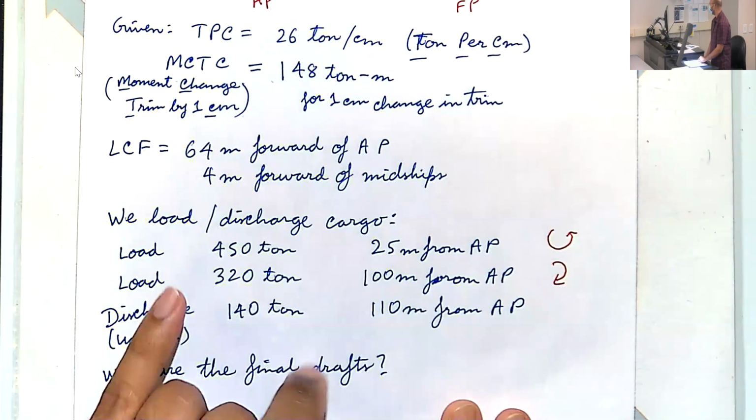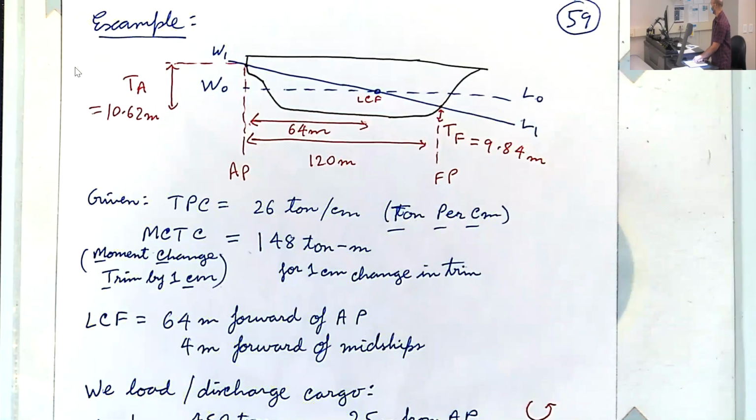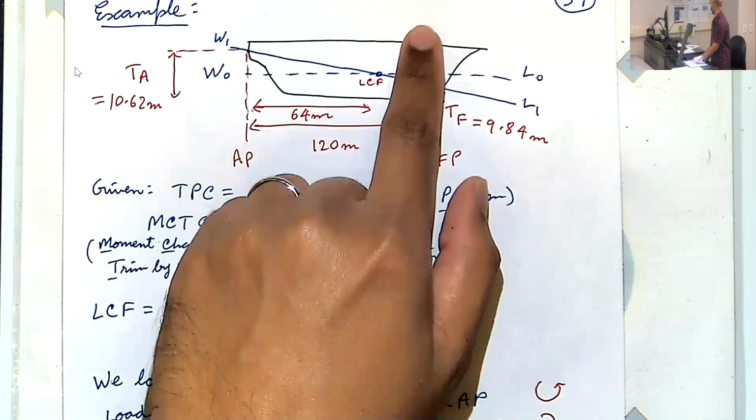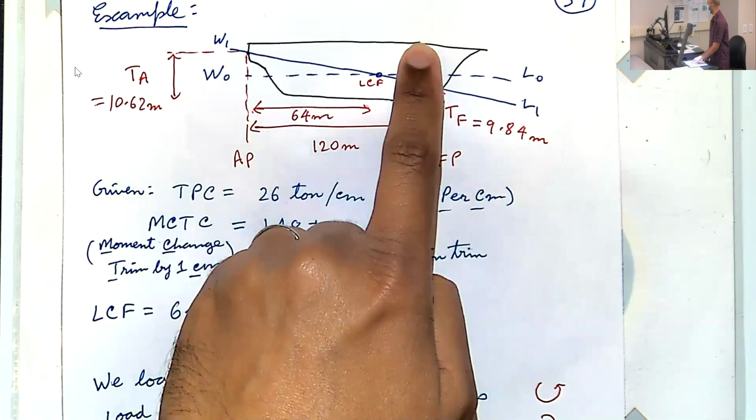And the third one, we're unloading 140, 110 meters from AP. So somewhere over here again. Is this nose up or nose down? The last container.